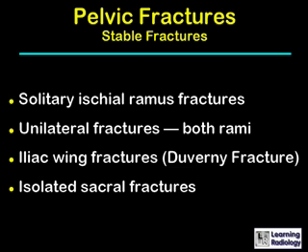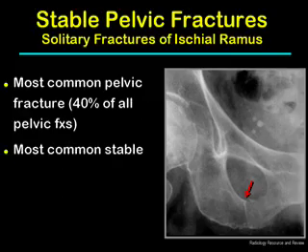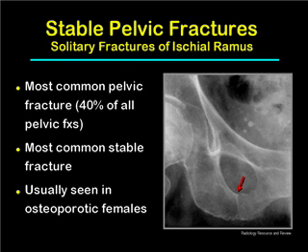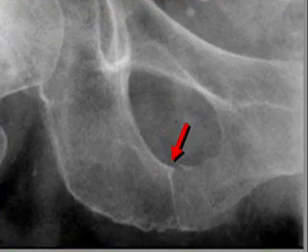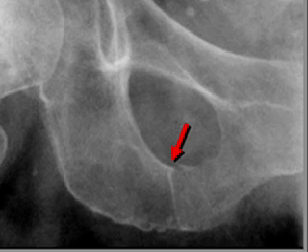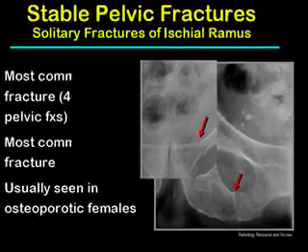The stable fractures we're going to talk about are a solitary fracture of the ischial ramus, unilateral fractures to both rami, iliac wing fractures, also called Duverney fractures, and isolated sacral fractures. Solitary fractures of the ischial ramus are the most common of all pelvic fractures, occurring in about 40% of all pelvic fractures. They are also the most common stable fracture. They are usually seen in osteoporotic females. They are frequently called insufficiency fractures, and the red arrow is pointing to a sclerotic line, which is frequently the only finding, at the site of the fracture of the ischium or the inferior pubic ramus.